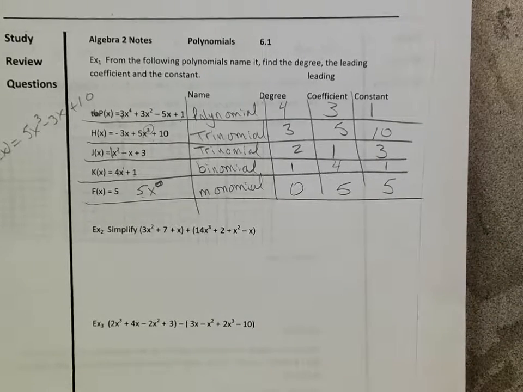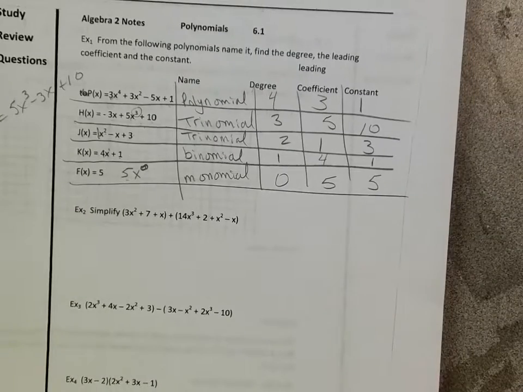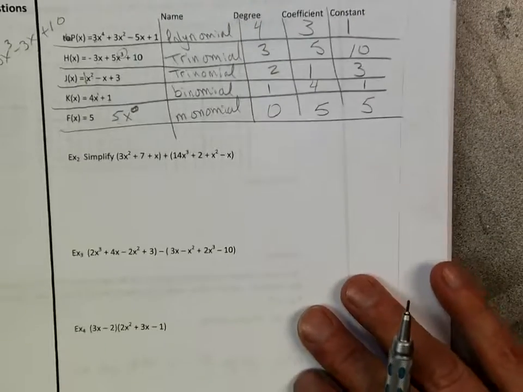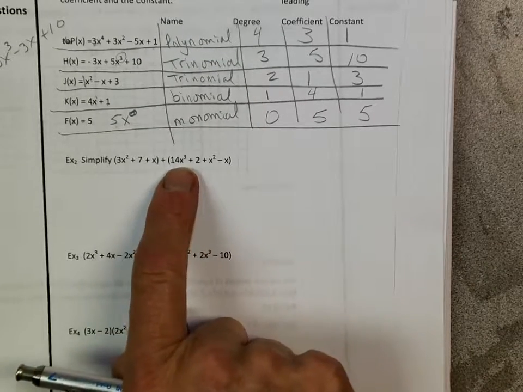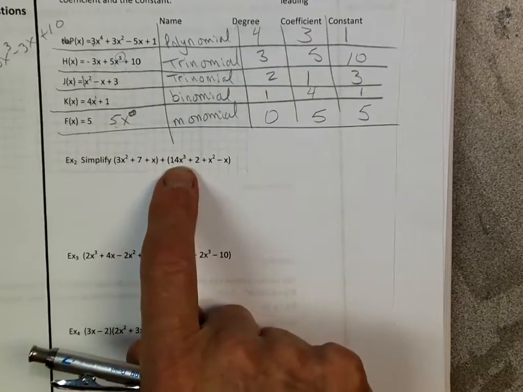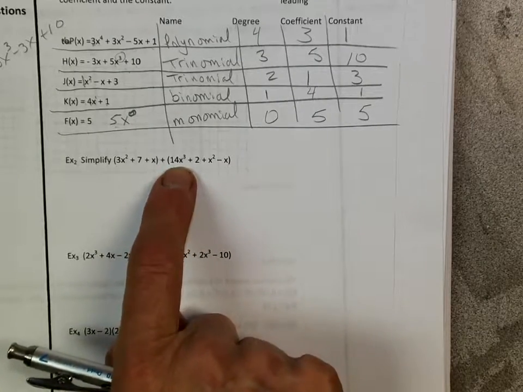Okay, number 2. All we're going to do is add. Now when I add, we've got to make sure that we keep things in order. So when I look at number 2, I'm going to start with the biggest term. So the biggest term is the 14x cubed. And I'm looking at it, okay, well, there's no other x cubes, right? So I'm just going to write it down, okay?